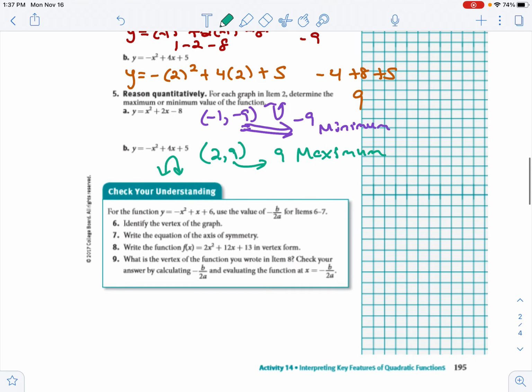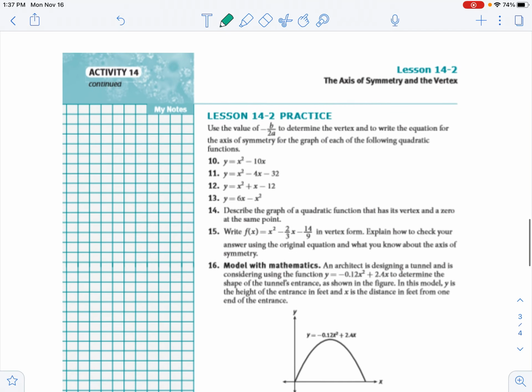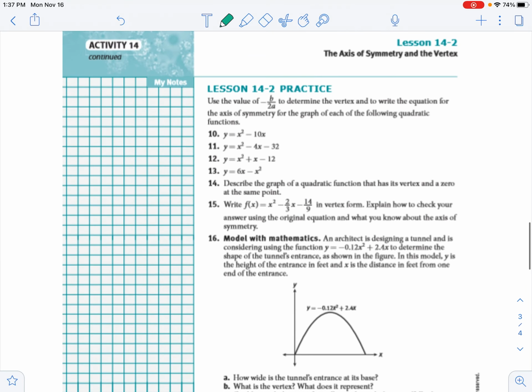We'll spend a lot more time practicing graphing and doing some of the check your understandings. We'll work on these in class.